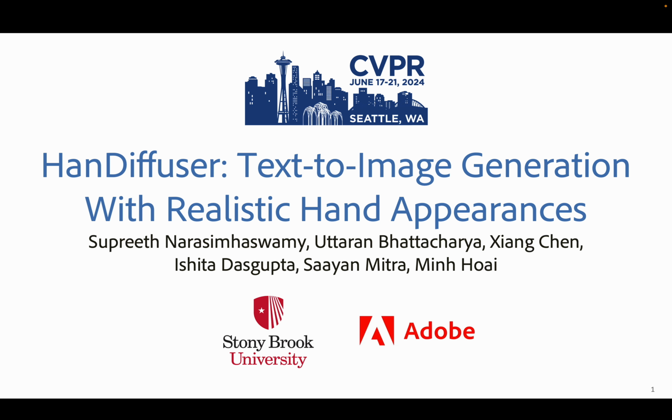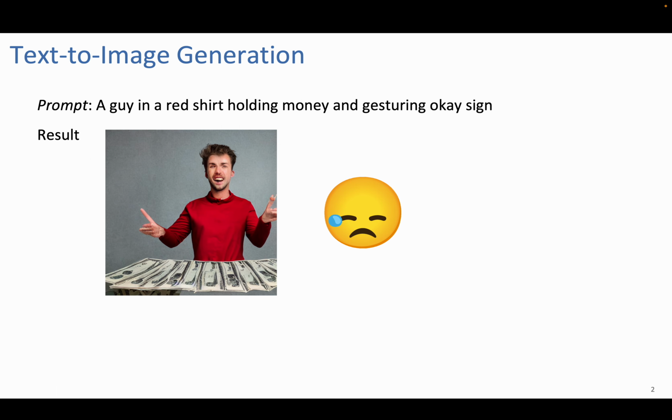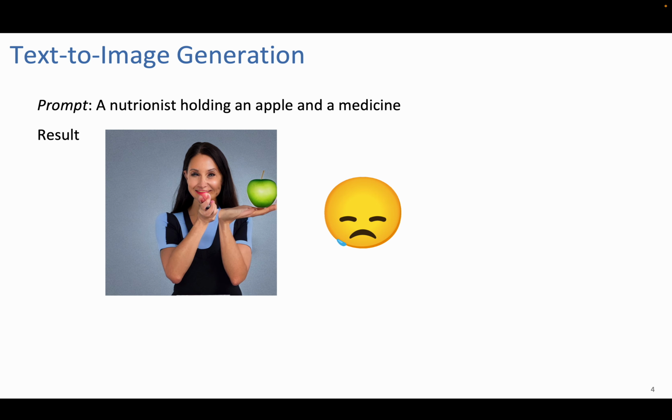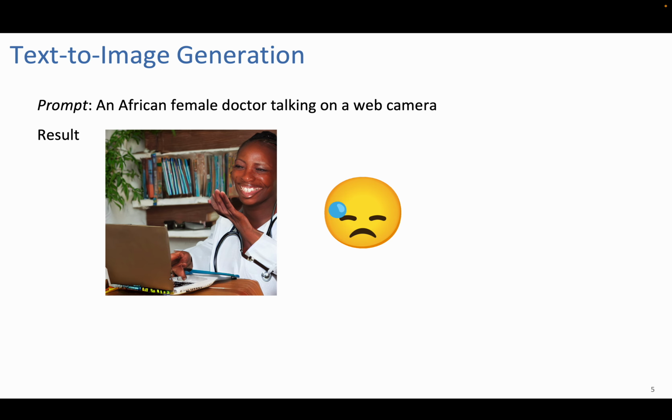In this talk, we present our paper HanDiffuser, Text-to-Image Generation with Realistic Hand Appearances. Text-to-image diffusion models have shown remarkable progress in recent years. They can generate images with good composition and structure. However, they struggle a lot in generating realistic-looking hands. They generate hands with an incorrect number of fingers, improbable poses, weird hand shapes, and poor hand-object interactions.